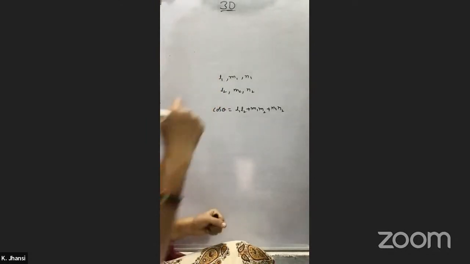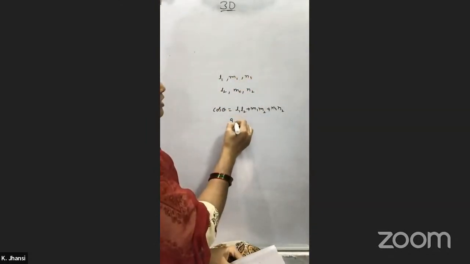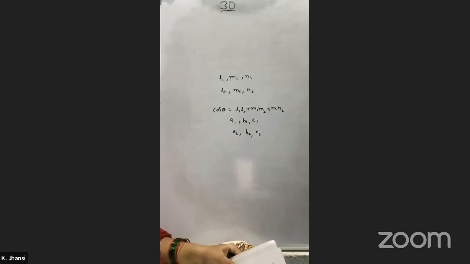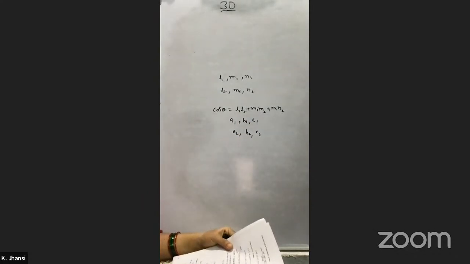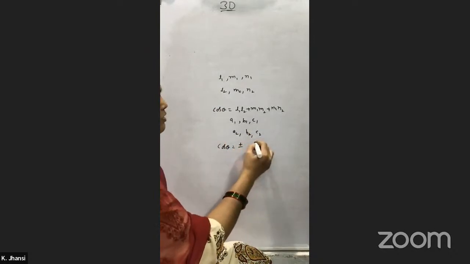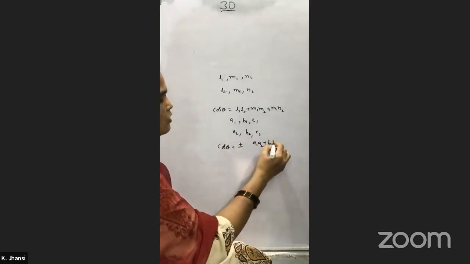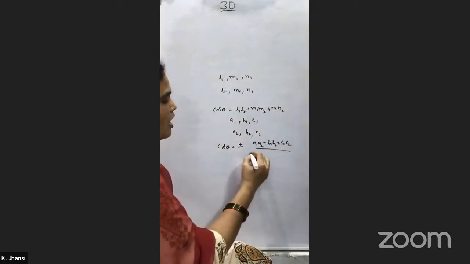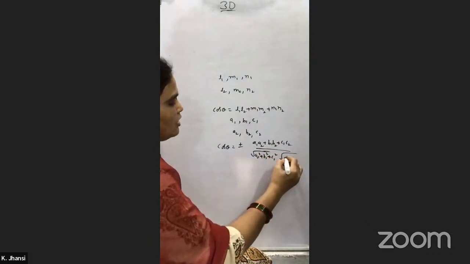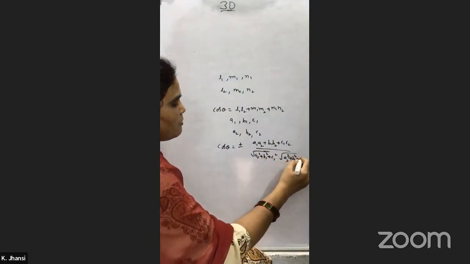And next, if instead of these direction cosines we have direction ratios, that is a1, b1, c1 and a2, b2, c2, then you have the formula on page number 27. Here cos theta equals a1 into a2 plus b1 into b2 plus c1 into c2 by under root of (a1 square plus b1 square plus c1 square) into (a2 square plus b2 square plus c2 square). This formula is very important.